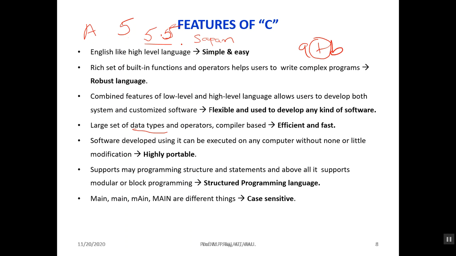These are different types of data. So, C supports different data types. This is one data type, this is another data type, this is another data type, this is another data type. So C supports multiple data types and operators. We know that it has a large set of operators, so it supports multiple operators also.